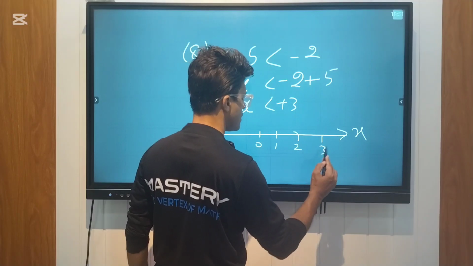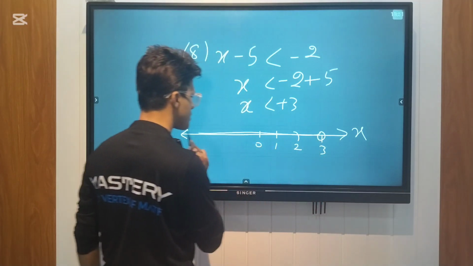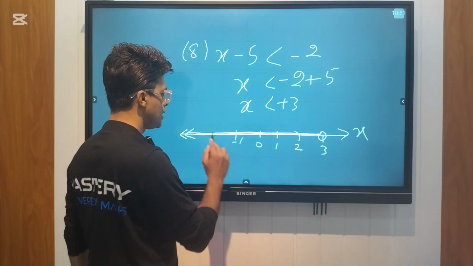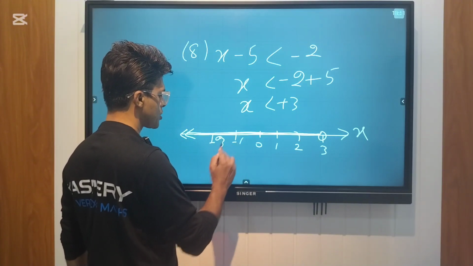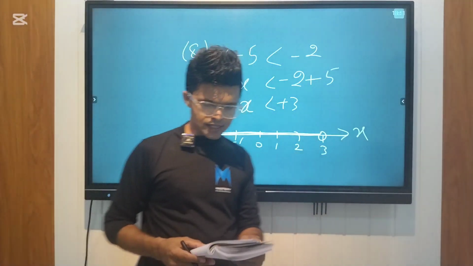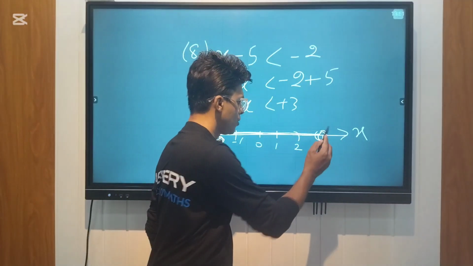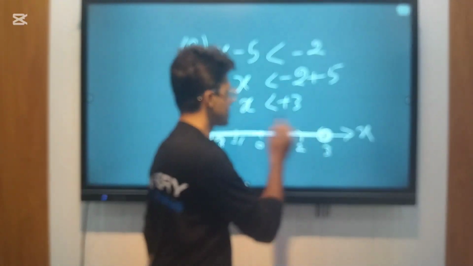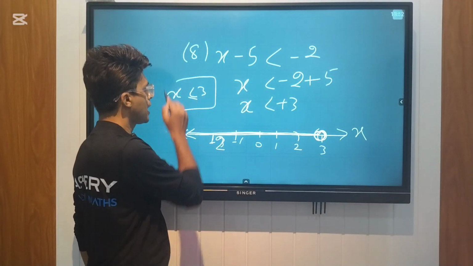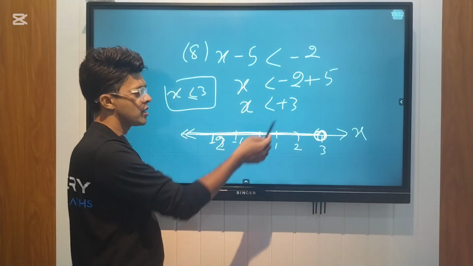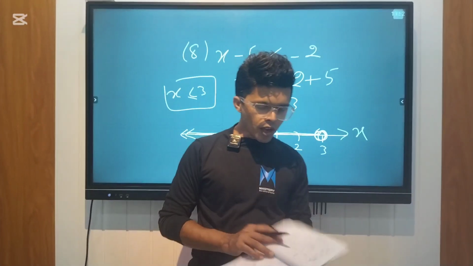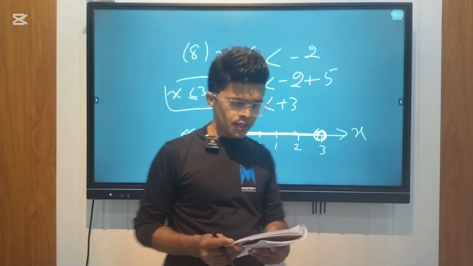So here 2, here 3. This is the way of marking the solutions of this inequality. x is less than 3. For less than, we do not color this circle. It can be colored if the inequality is taken as x less than or equal to 3. Let's start the 9th question here.